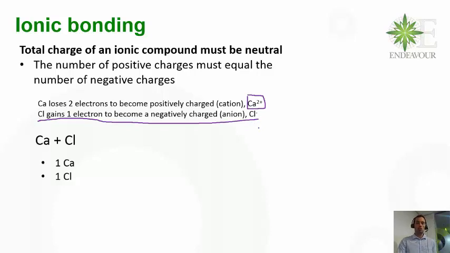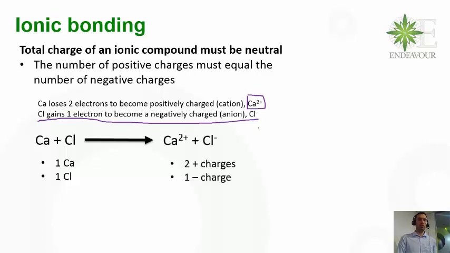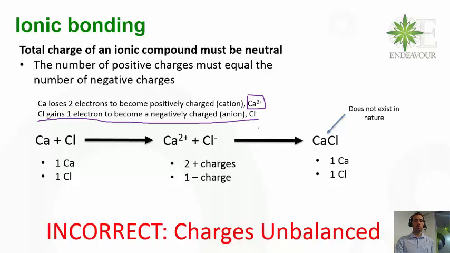So let's have a look at what will happen if we have 1 calcium and 1 chlorine atom trying to form an ionic compound. Here we can see the charges. The calcium has a 2+ charge and the chlorine has a 1- charge. So if we had a compound such as this, then the compound would be CaCl. However, this compound actually can't exist.